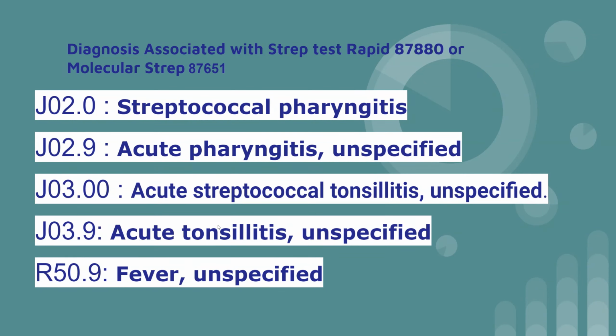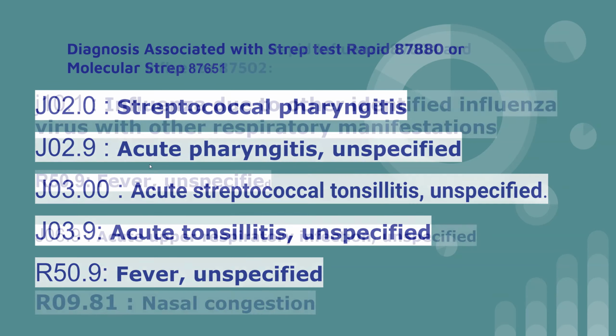But you won't get J02.0 and J02.9 together in a patient, because if you see something like that, alert me, because that's not how it works. You either have strep throat or you have acute pharyngitis unspecified.